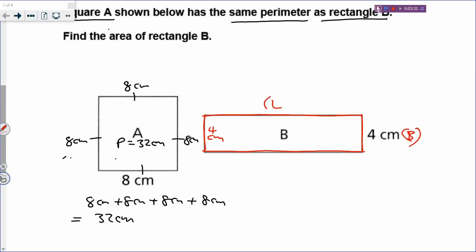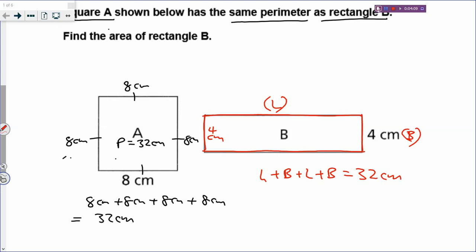So can you find the length of the rectangle? How do you find the length of the rectangle? And this is the part where students forget or do not know how to do. So if you are not sure, then Mr. Ong advises you to write out your formula. Like, how do you find the parameter of this rectangle? You take length plus breadth plus length plus breadth equals parameter of the rectangle, right? And what is the parameter of the rectangle? Which is the same as the parameter of the square, which is also 32 cm.